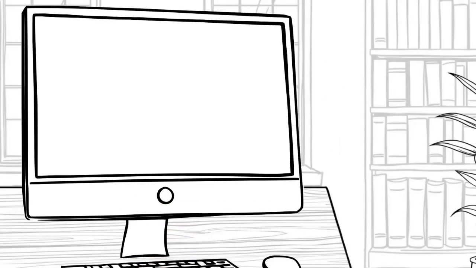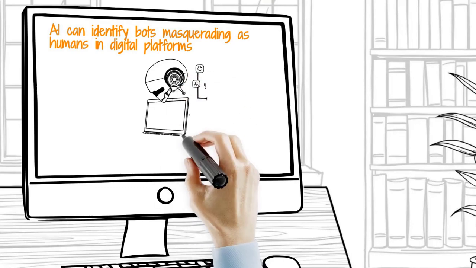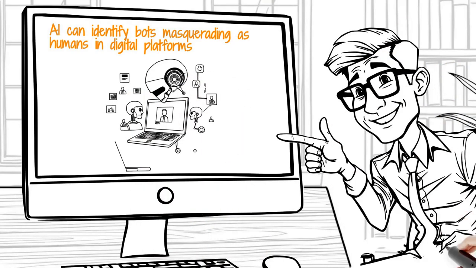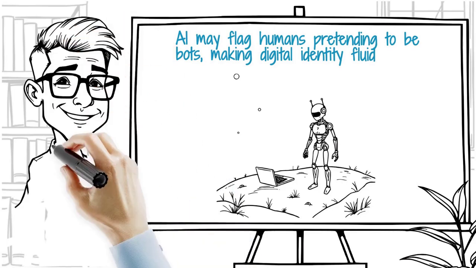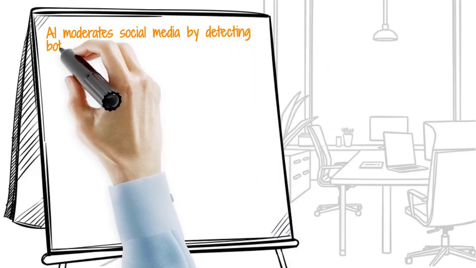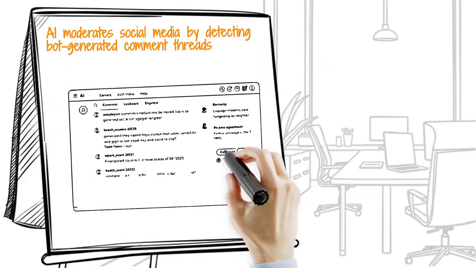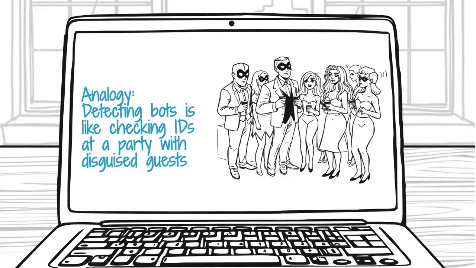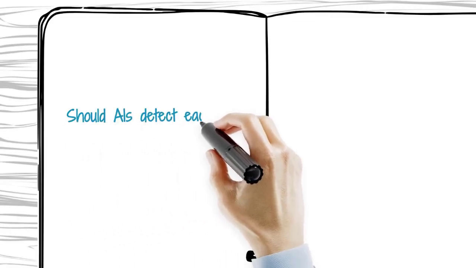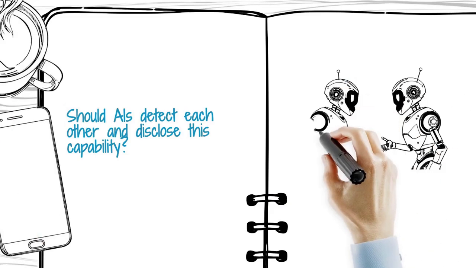A reverse Turing capability in AI could enable systems to automatically identify bots masquerading as humans in social media, voting, or e-commerce platforms. Conversely, AIs might also flag human users posing as bots for deception or misdirection. Identity in the digital world becomes a fluid, contested space. Social media moderation AIs could detect comment threads entirely generated by language models posing as real users. It's like checking IDs at a party where some guests are in elaborate disguises and others have stolen someone else's ID.